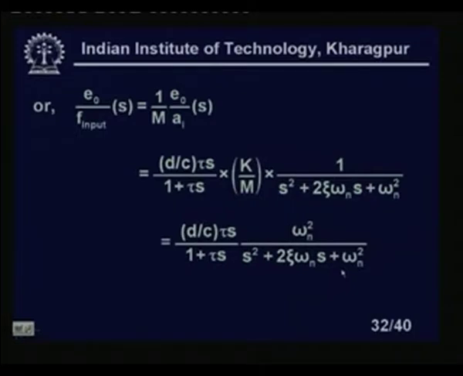Now, E0/F input(S) equals 1/M times E0/Ai(S). This I can write as (D/C) tau S/(1 plus tau S) multiplied by K/M into 1 upon S squared plus 2 xi omega_n S plus omega_n squared, which equals (D/C) tau S/(1 plus tau S) times omega_n squared over S squared plus 2 xi omega_n S plus omega_n squared.